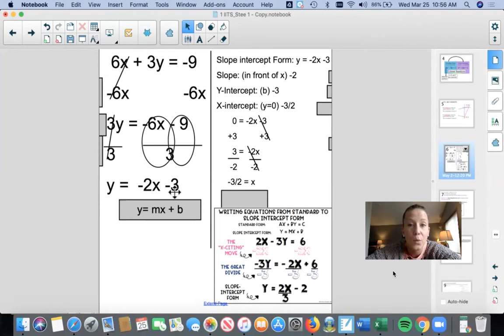Then looking at your y equals mx plus b, or slope-intercept form, you're going to be able to find the slope and the y-intercept right away. The x-intercept you'll have to solve for.